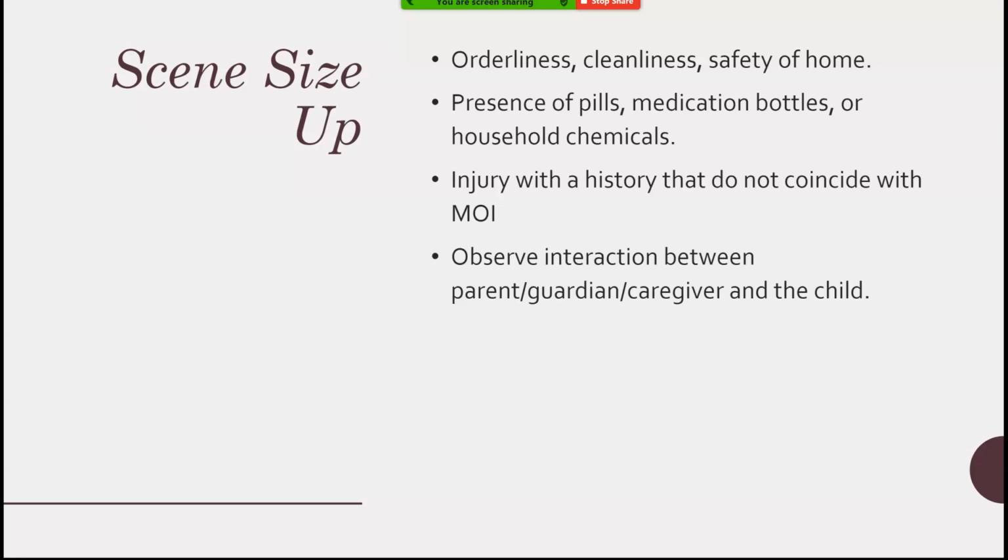Also, the interaction between the parent or the caregiver and the child is important, right? We talk about this during lifespan development in the beginning of this class, that children should have a secure bond with their caregiver. If the caregiver seems dismissive or non-caring about the child, or the child is avoidant of the caregiver, that's a pretty big red flag.